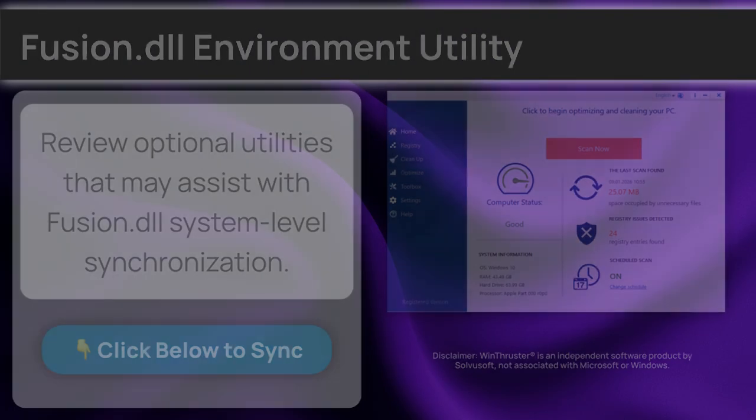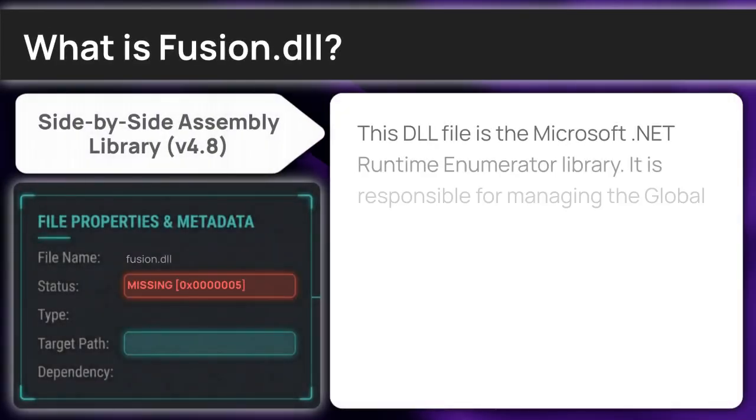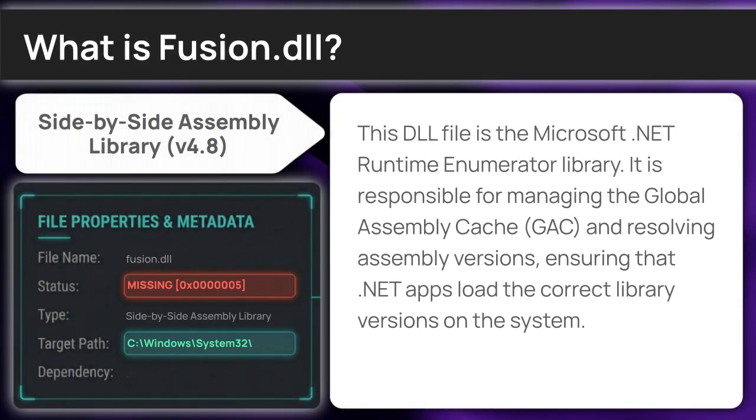This DLL file is the Microsoft .NET Runtime Enumerator library. It is responsible for managing the Global Assembly Cache, GAC, and resolving assembly versions, ensuring that .NET apps load the correct library versions on the system.